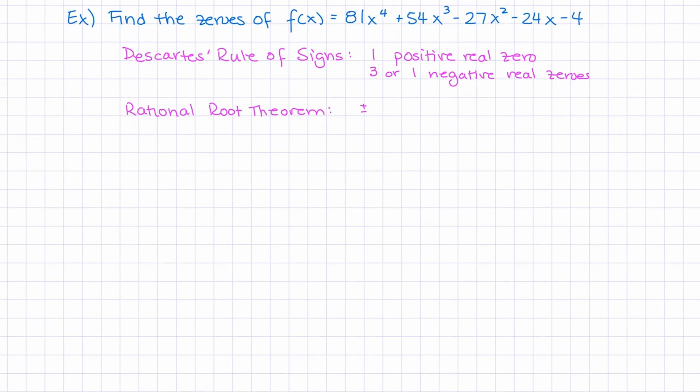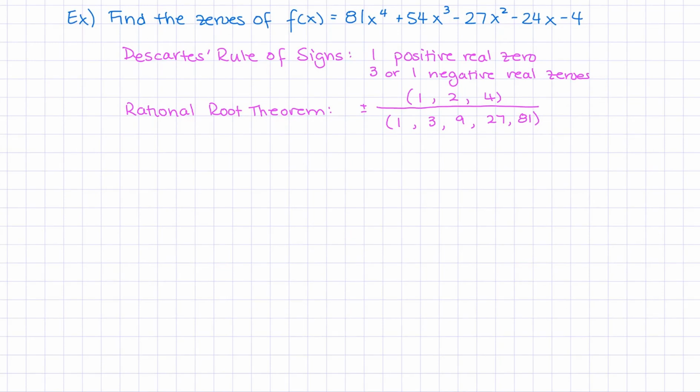We know that they're going to be plus or minus. The numerators are factors of the constant. What are factors of 4? 1, 2, 4. The denominators have to be factors of the leading coefficient. What are factors of 81? 1, 3, 9, 27, 81. There. Now you got it. That's all you have to do.